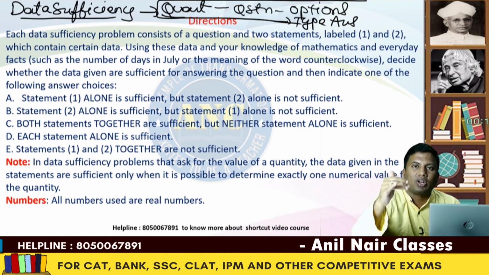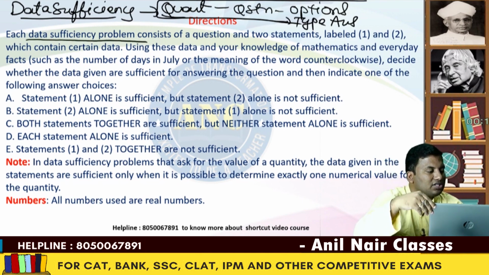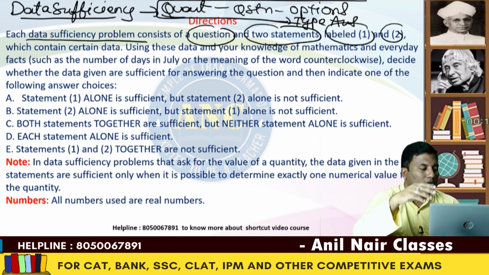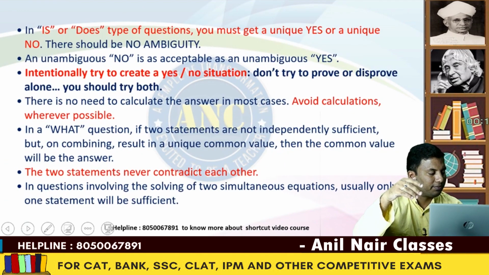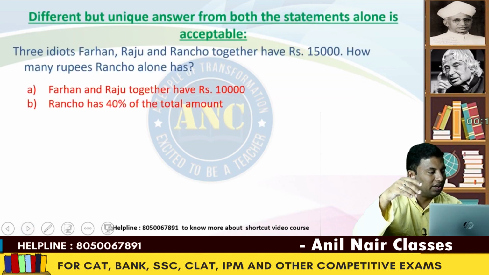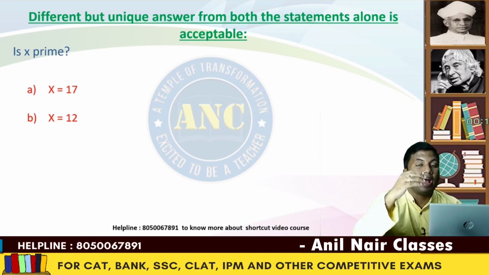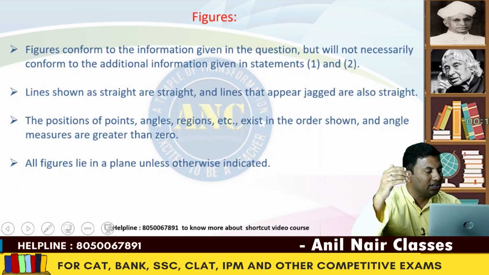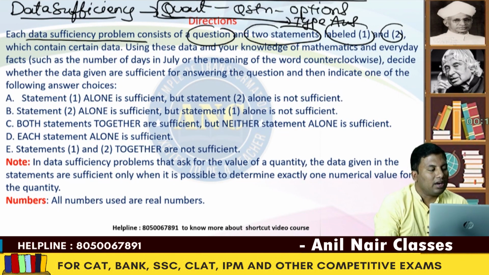The first slide talks about the structure. Every data sufficiency problem consists of a question and two statements, which we call label 1 and label 2. For example, the question will be like this. If you see here, there is a question and there are two statements. So there will be a question, label 1 and label 2.